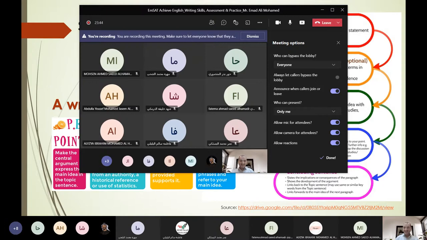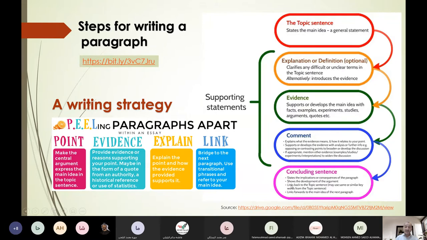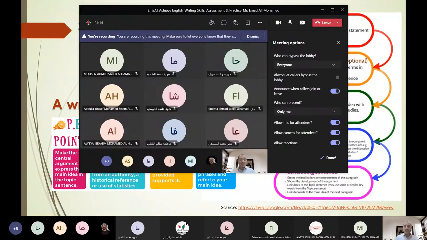Never add any new idea which you have not discussed in the body of your essay. The conclusion is supposed to be a summary of elements. You may end with a question to make it open-ended writing. You just ask the reader or the audience whether there could be a different solution, a different opinion, or whether they accepted your argument or not. You may end with an open-ended question for your audience.